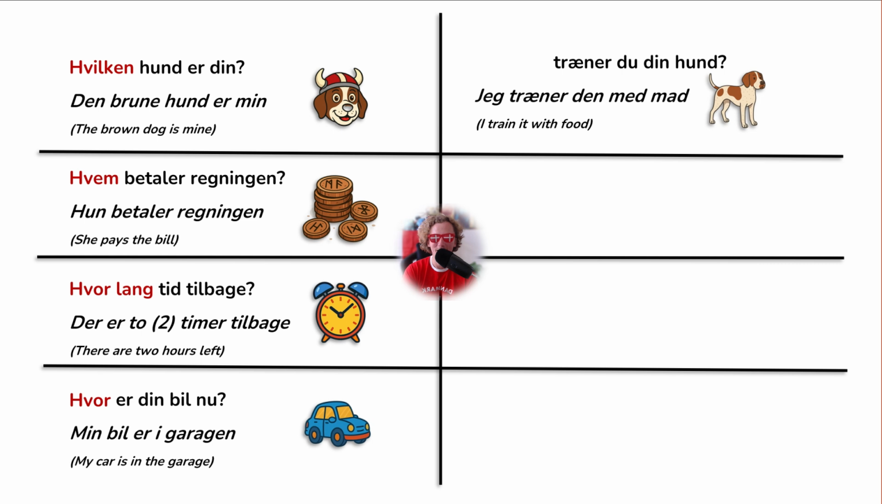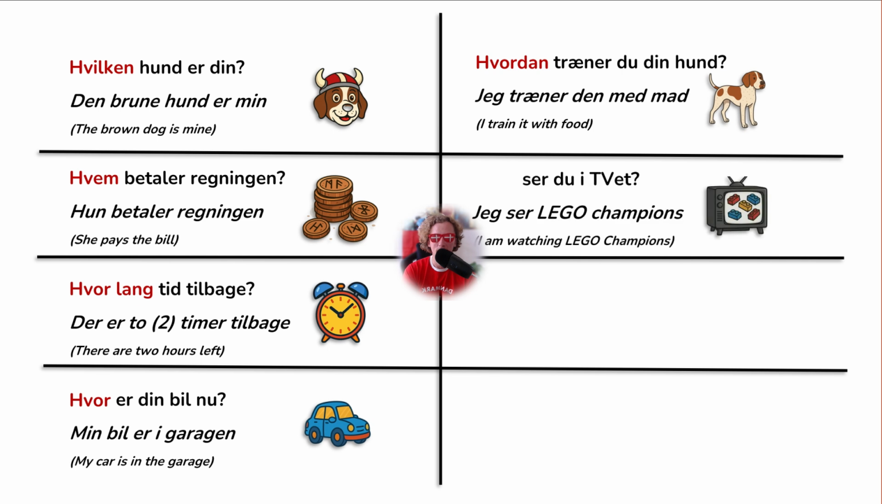Next up. Træner du din hund? Jeg træner den med mad. I train it with food. We want to ask, how do you train your dog? What is the Danish word for how? Hvordan. Exactly. Very good.